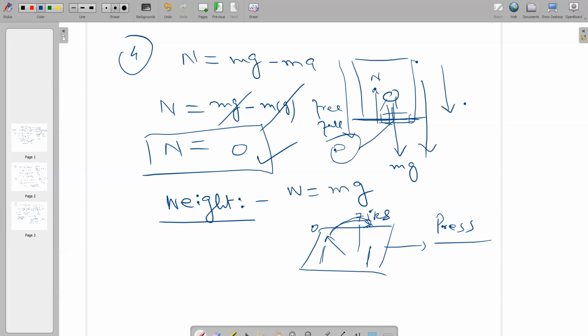So remember, when you press the weight balance machine, you have a weight, otherwise you have a 0 weight. So this is the condition of weightlessness. It is called weightlessness. This is the condition. Okay.